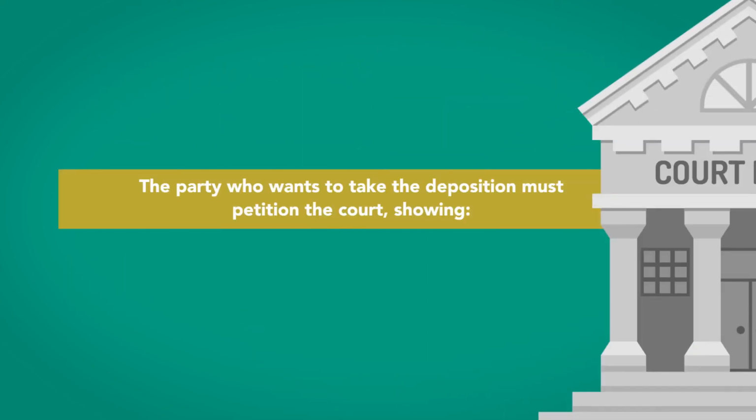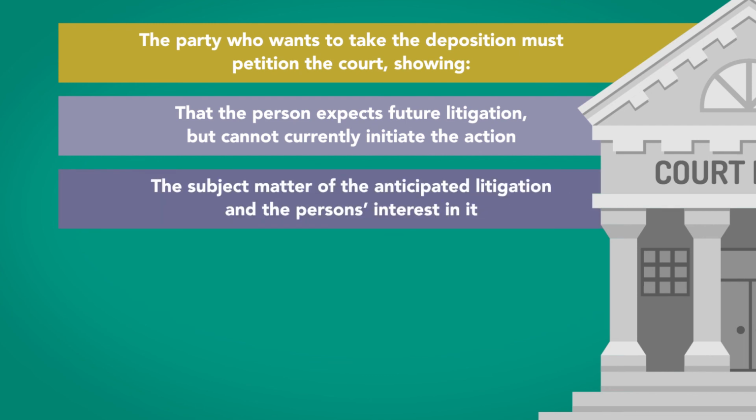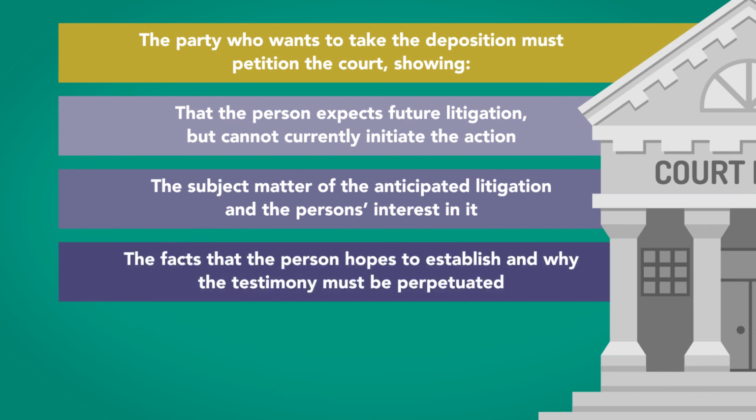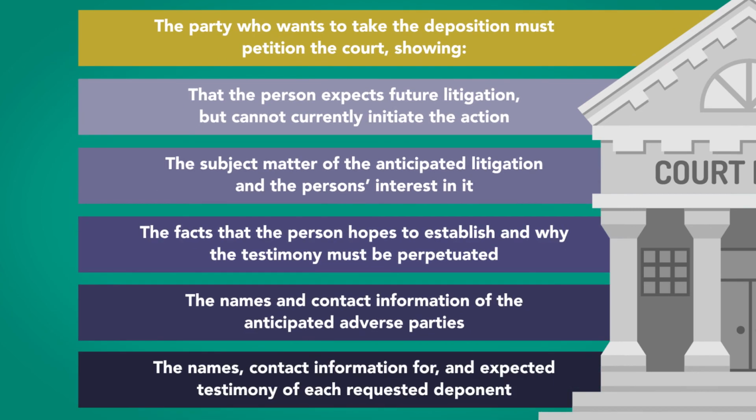The party who wants to take the deposition must petition the court, showing that the person expects future litigation but cannot currently initiate the action, the subject matter of the anticipated litigation and the person's interest in it, the facts that the person hopes to establish and why the testimony must be perpetuated, the names and contact information of the anticipated adverse parties, and the names, contact information for, and expected testimony of each requested deponent.